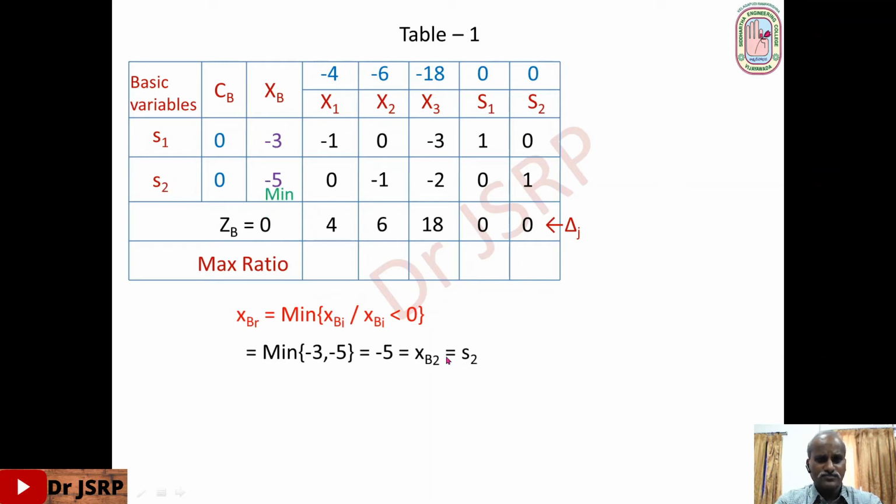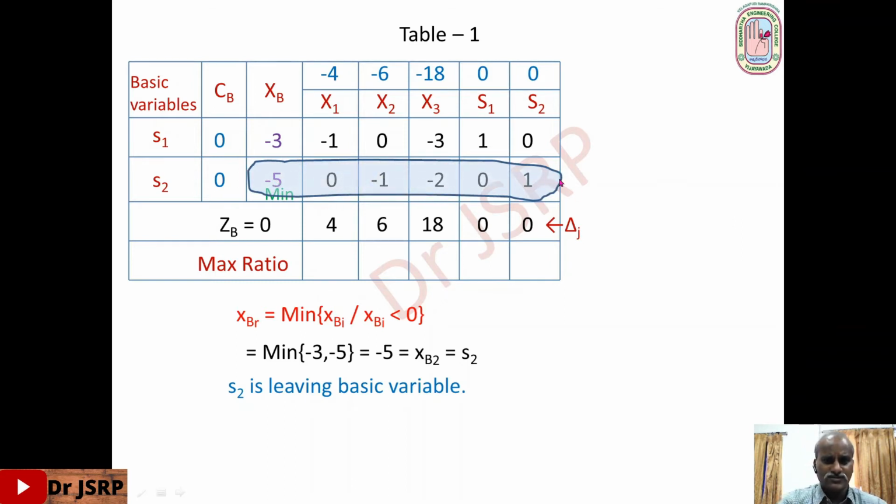S2. That means this is XB2, the variable in the second position. So XB2 is S2. S2 is the leaving basic variable. So circle the pivot row. This is the pivot row.